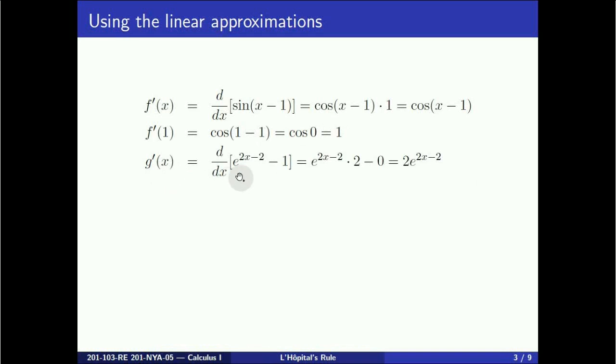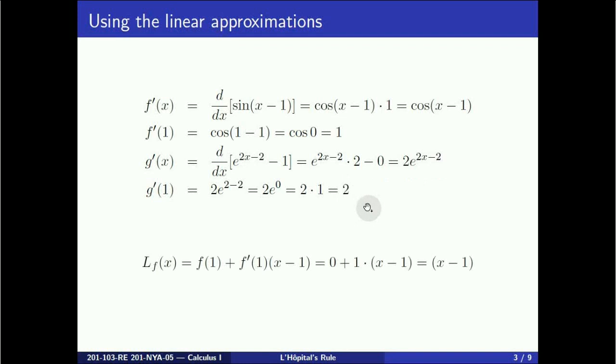g prime of x is the derivative of e to the 2x minus 2 minus 1, and using the chain rule for the first term, we get e to the 2x minus 2 times 2 minus 0. At x equals 1, 2x minus 2 is equal to 0, and therefore g prime of 1 is 2 times e to the 0, which is 2 times 1, which is 2. So g prime of 1 is 2. The linear approximation for f is f of 1 plus f prime of 1 times x minus 1, and that's equal to 0 plus 1 times x minus 1, so x minus 1 overall. So remember, we use the fact that f of 1 is 0 and f prime of 1 is 1.